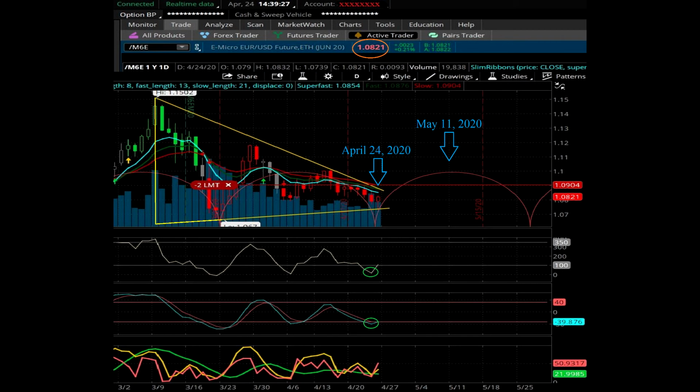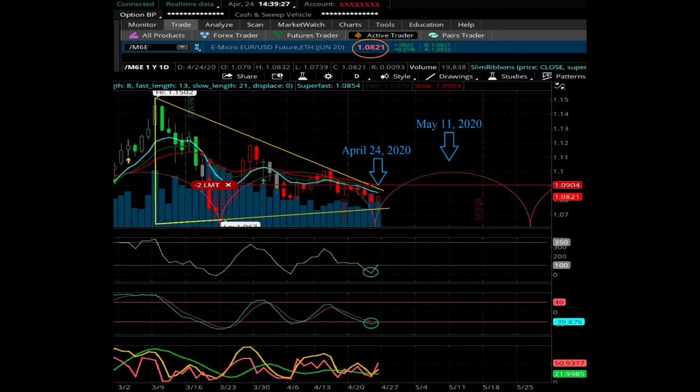Okay. So symmetrical triangles often have a tendency, and in this case, the tendency is likely for this futures product to break out to the upside. That it's going to break out and go above the top yellow line. So you've got a bottom line to the triangle, you've got a top line to the triangle. We believe the price is going to break above that yellow triangle and start going up. All right.